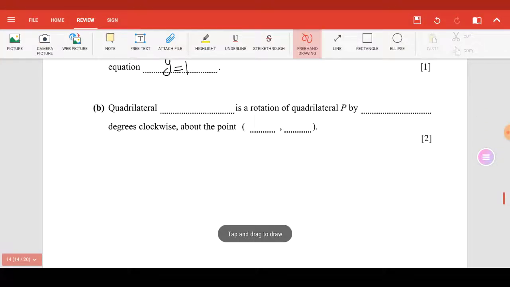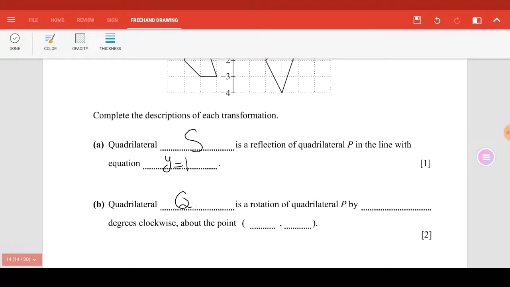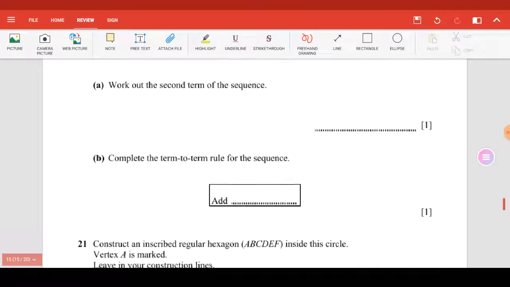So the answer will be quadrilateral Q is the rotation of quadrilateral P by 90 degrees clockwise about the point 0 and 0. Okay, you don't have to write degrees because he mentioned it in the question.